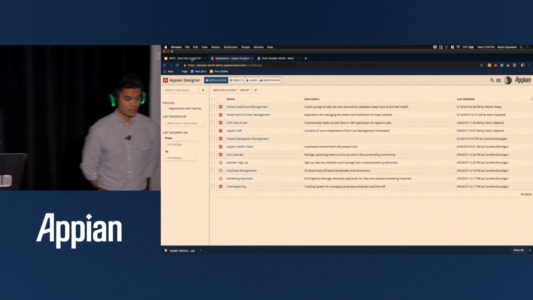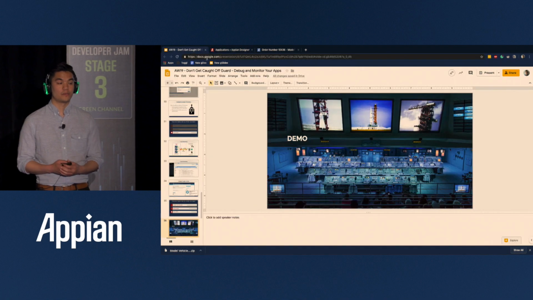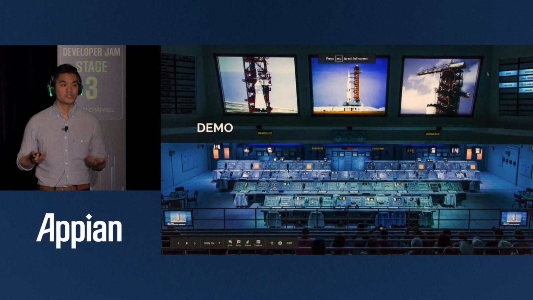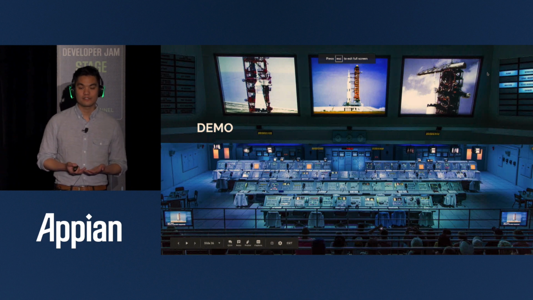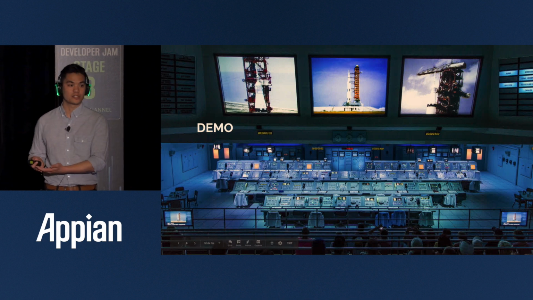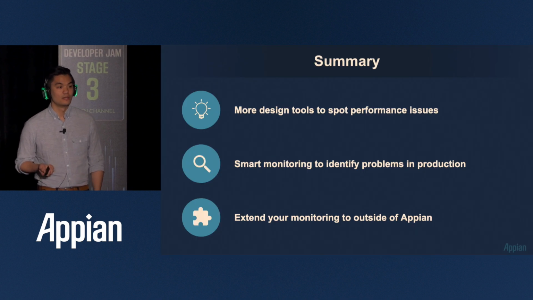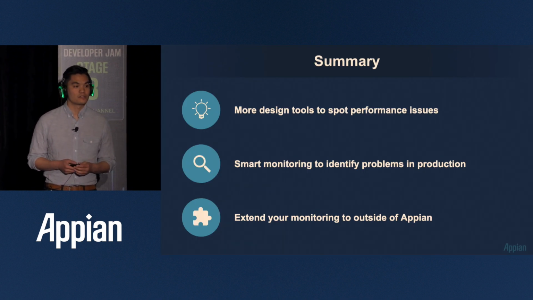Cool. So that was the demo, right? We saw a lot about how to monitor the performance of your system and troubleshoot issues from your development environment as a developer into your production. That's pretty cool. So to summarize, what are the features and tools that Appian offers to do this?